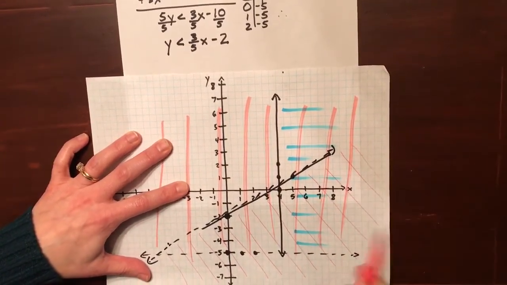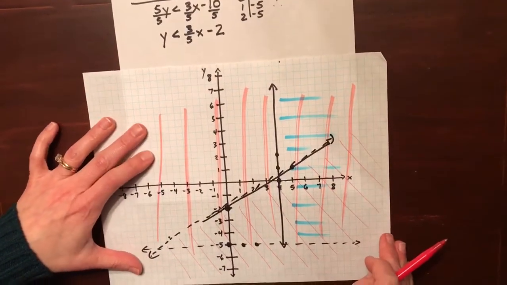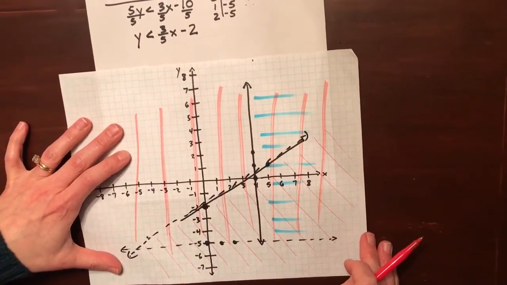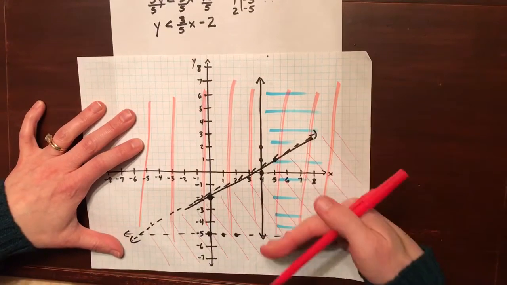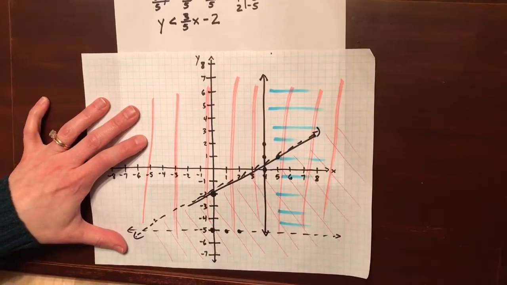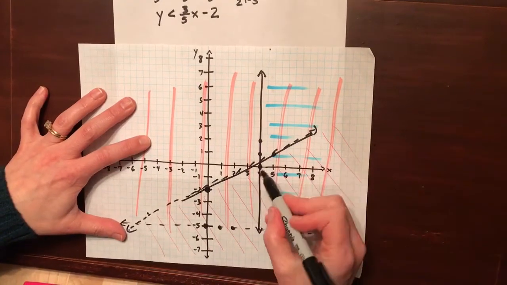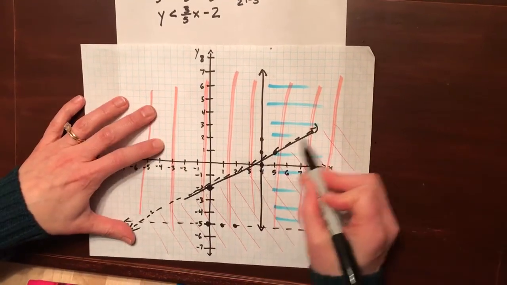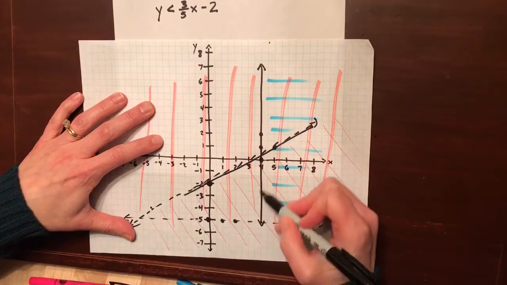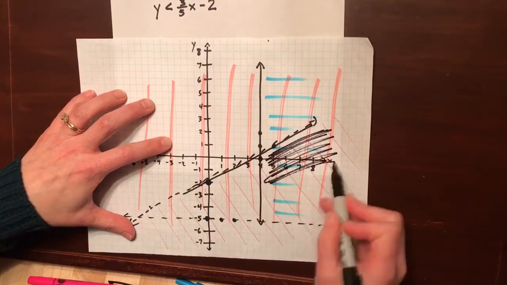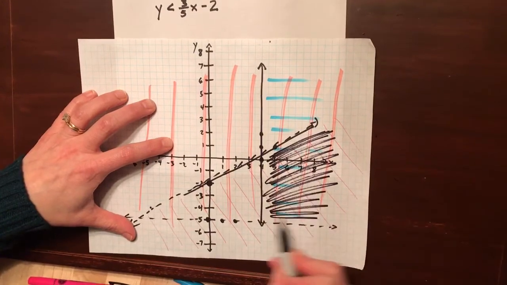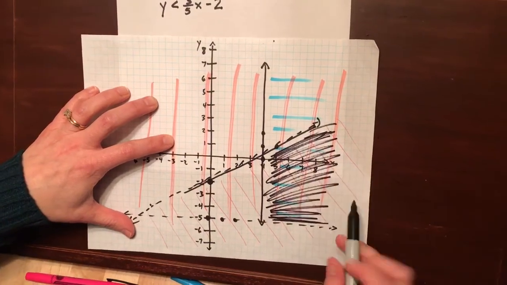Okay, so the solution to my system is where these 3 shadings overlap with each other. So I'm looking for where the blue and the pink and the red all overlap, and it looks like it's over in this area, so under this line, to the right of this line, and above this line. So I'm going to shade this. This would be your final answer, your solution to your system.